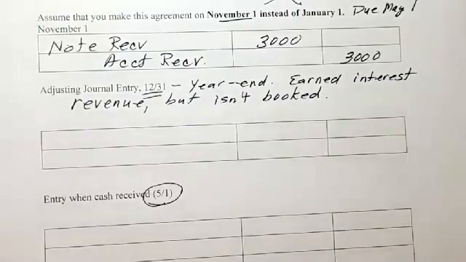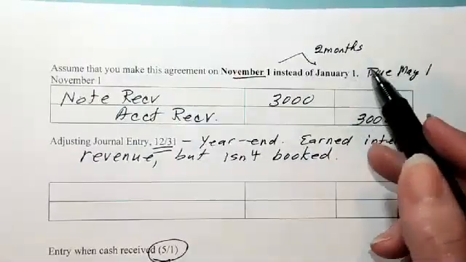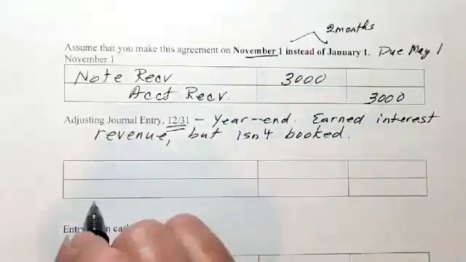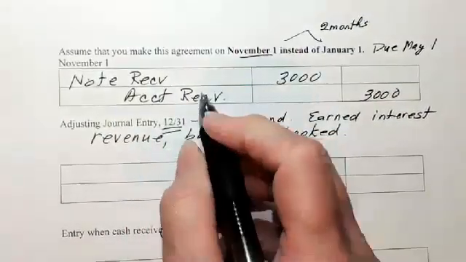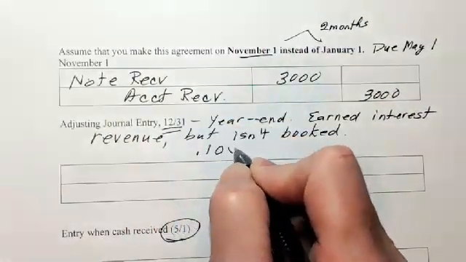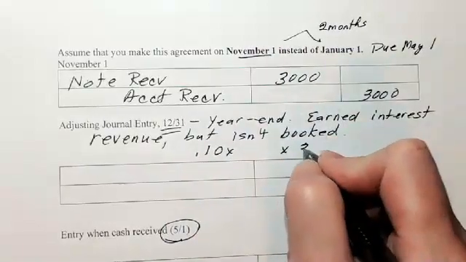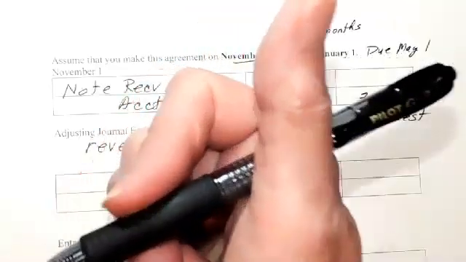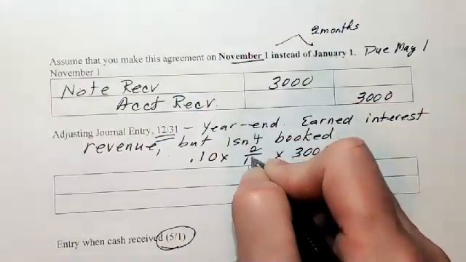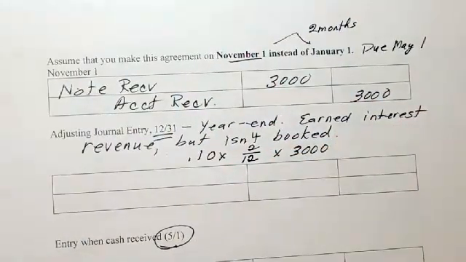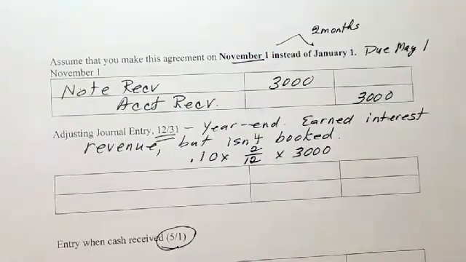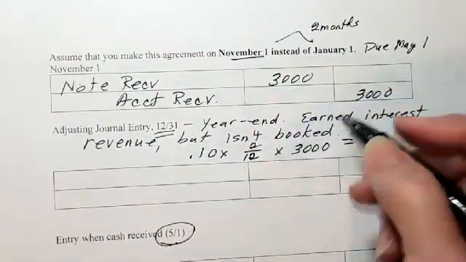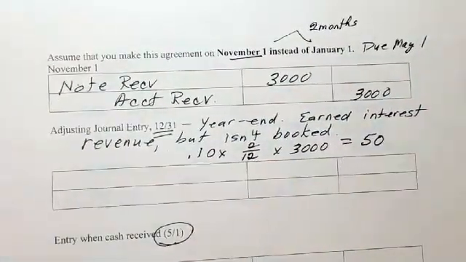I earned some revenue, and that's why I did this little subcalculation up here, where I need my rate of 0.10, I'm going to leave a blank there, times my time, times my principal. And my time is November 1 to December 1, to the end of December. So I've gone 2 months that I have to record my interest revenue. And that's why if you come up with how much it is per month, sometimes it's a little easier. If I do that calculation, it's $50.